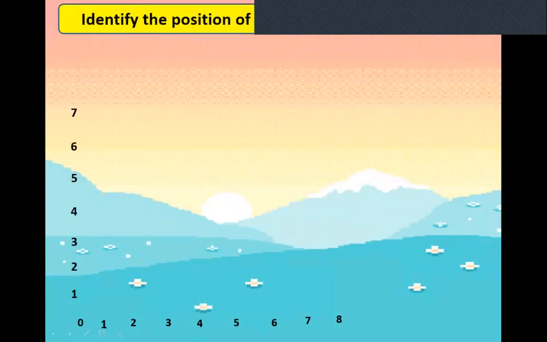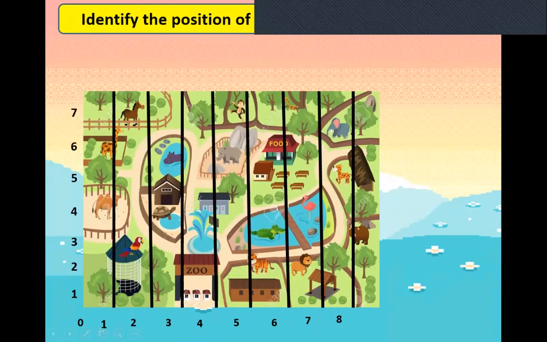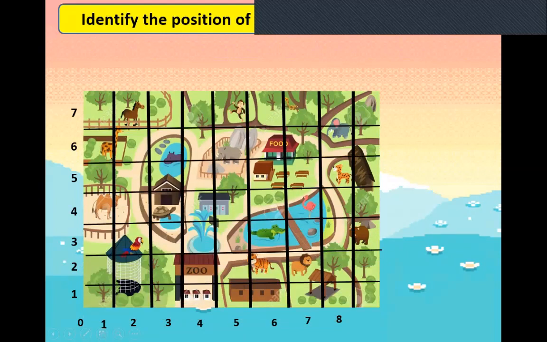Identify the position of lion. Again, the same picture or the same map of a zoo, which is placed on x and y axis. Now let me place it in a grid. Can you find the lion? Its position at number 7 on the x-axis and number 2 on the y-axis. So we say its position is 7, 2.